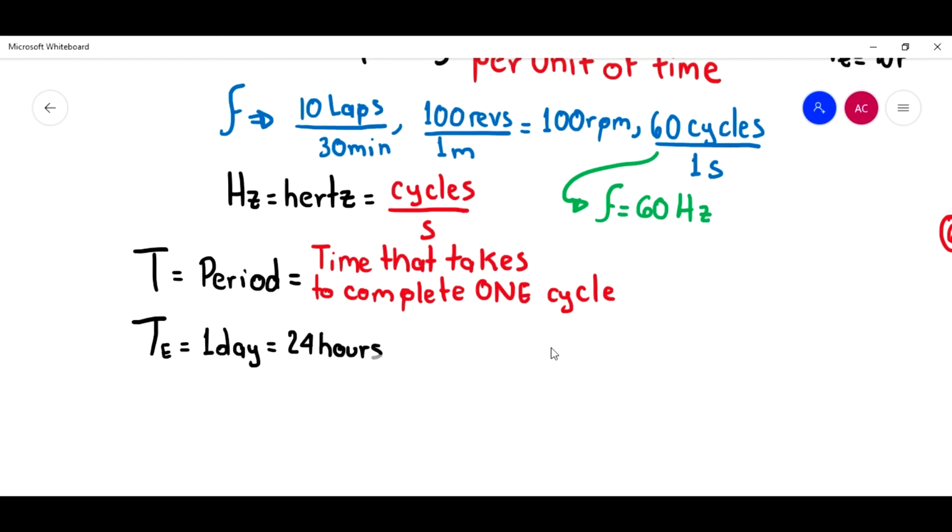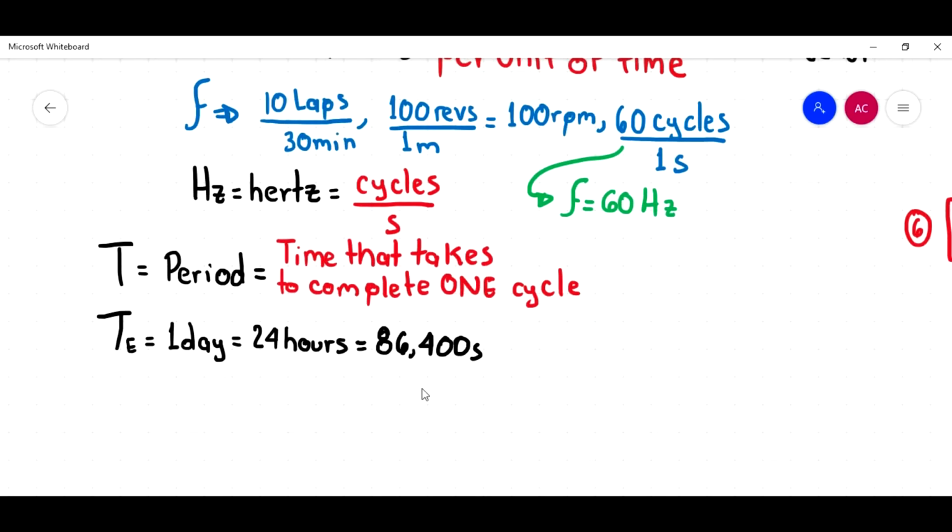Okay, and it's correct. I mean, that's the period, but the official units for periods are seconds. So the period would be how many seconds do we have in 1 day. Okay, so it's going to be 86,400 seconds. Okay, that is the rotation period of the Earth.